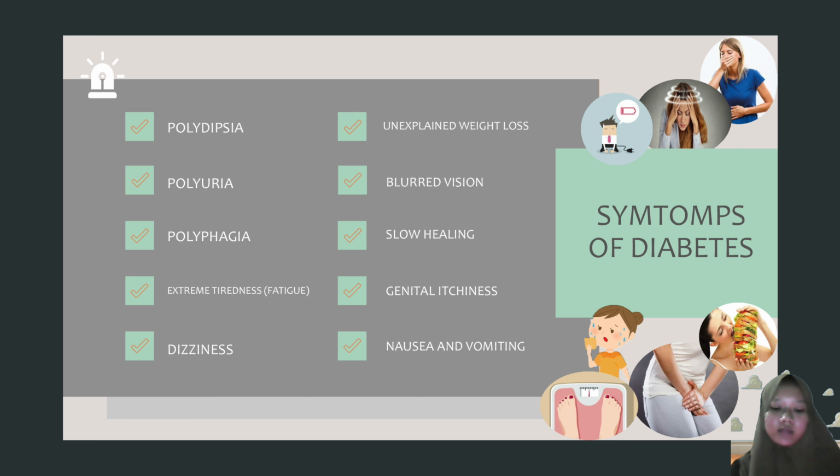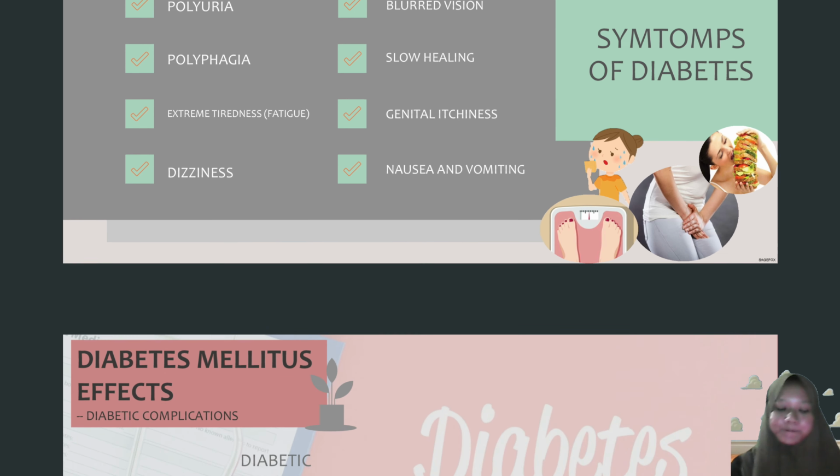And blurred vision is one of the common signs of diabetes mellitus, which refers to the loss of sharpness of vision and the inability to see fine details that can affect one eye or both eyes and can occur often or rarely. And then genital itchiness, and the last one is nausea and vomiting.